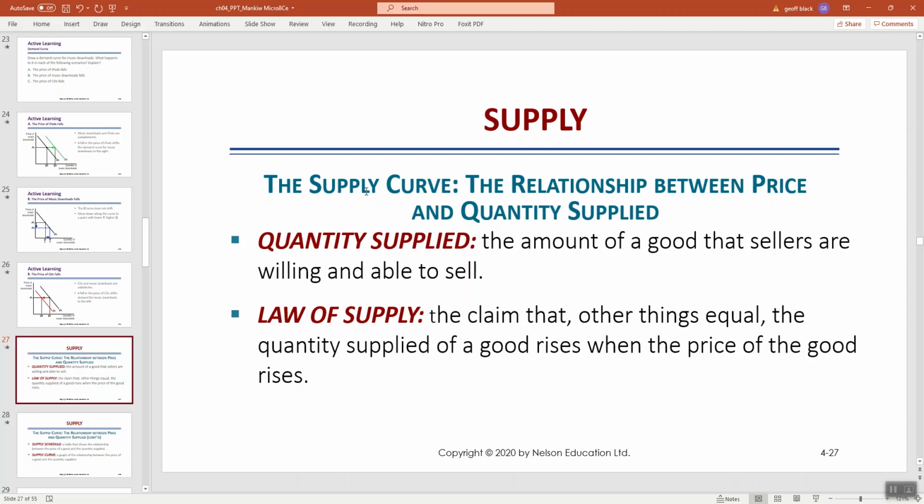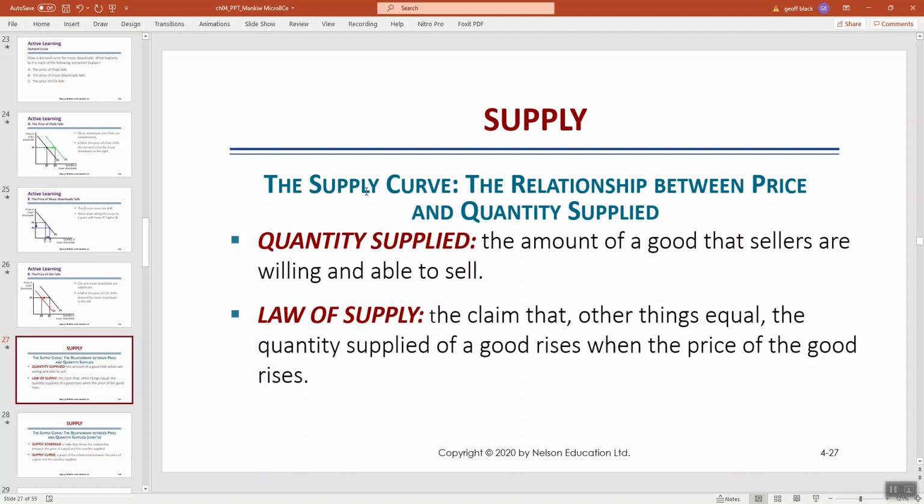So holding everything else constant. That's an important qualifier here. It's HEC, everything else constant. Ceteris paribus, which is the Greek phrase for all things the same. If the price of hamburgers is $100, I'll supply an unlimited amount, right? Because I make tons of money.